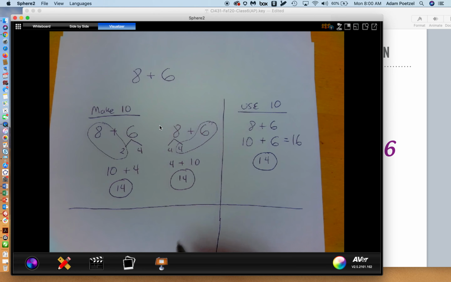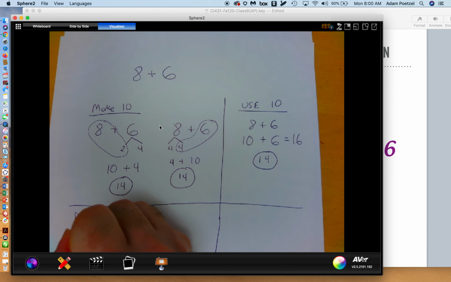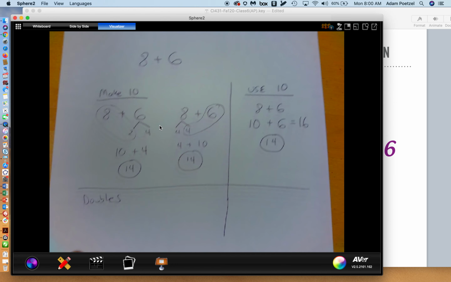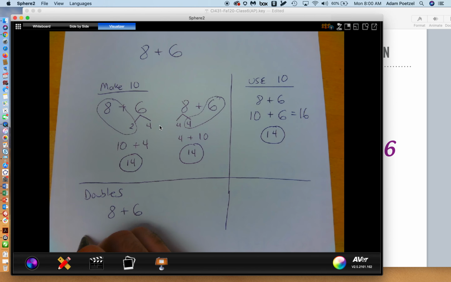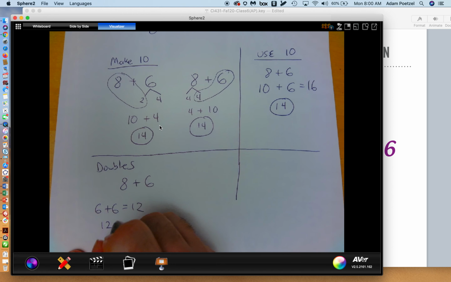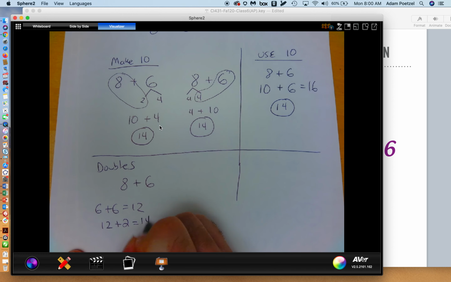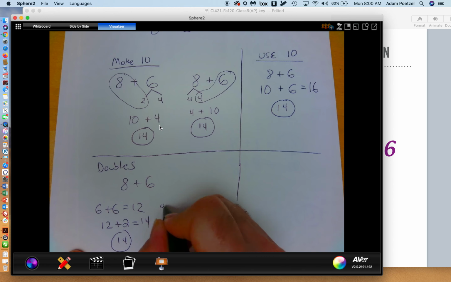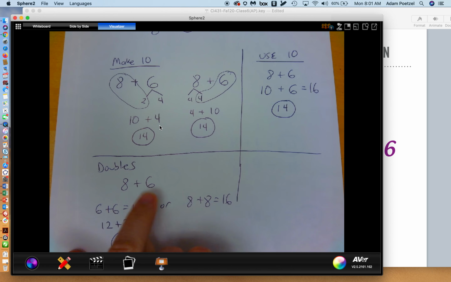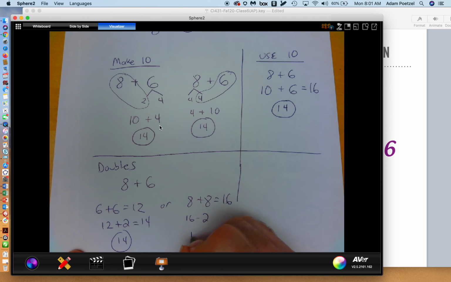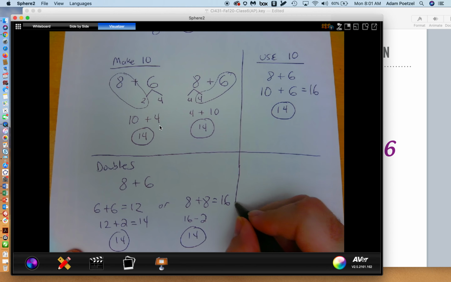There's also strategies that have to do with double strategies or near double strategies. For example, if I want to do 8 plus 6, I might say, well, I know double 6 is 12, and that's 2 more. So I would add 2 on to the 12, and I would get my answer of 14. Or a student might say, well, I know double 8 is 16, but that one's 2 less. So if I take away 2, I get my 14.